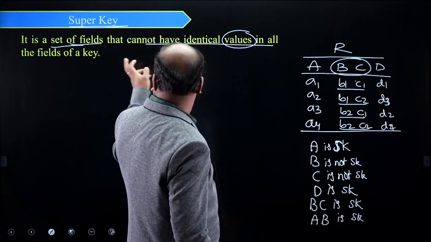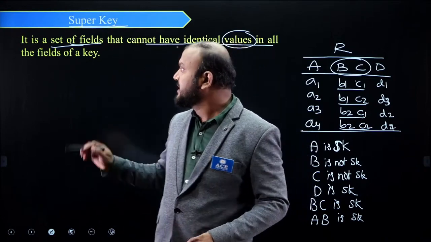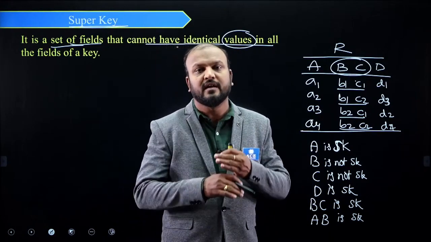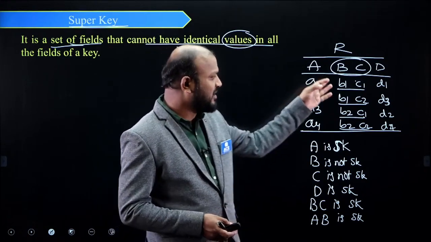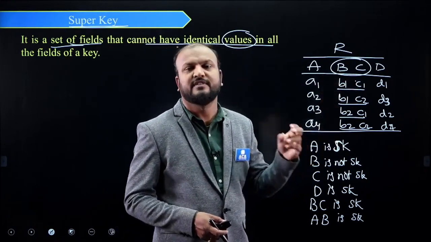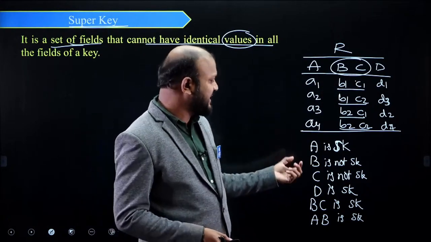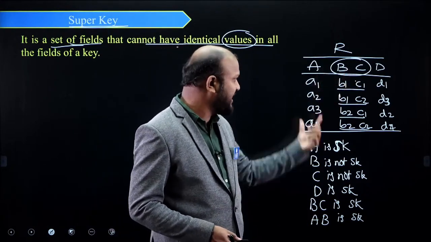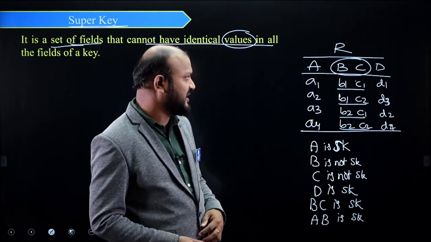So the set of fields cannot have identical values in all the fields of a key for the total tuples. Means for all these tuples, in all these instances, that combination of the set of fields should not have any identical values. Because it doesn't have identical values, BC is a key, AB is a key, A is a key, D is a key, B is not a key, C is not a key.